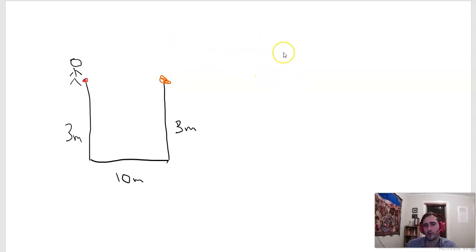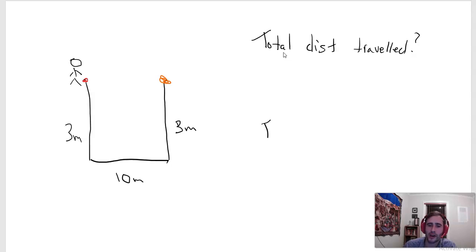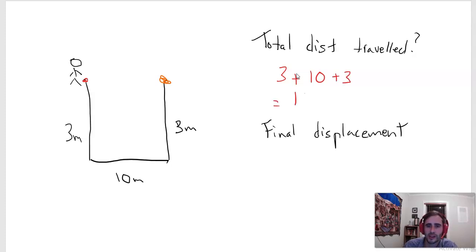Now I could ask you, well, what is their total distance traveled? And what is their final displacement? And there's a few other ways that you can kind of ask these questions, but they're pretty chill. It's kind of like the ones that I'm going to be sort of asking you. So the total distance traveled is just a simple bit of maths. We walk 3 meters, then 10 meters, and then another 3 meters. So that's just going to be a bit of addition, 3 plus 10 plus 3, which equals 16 meters.